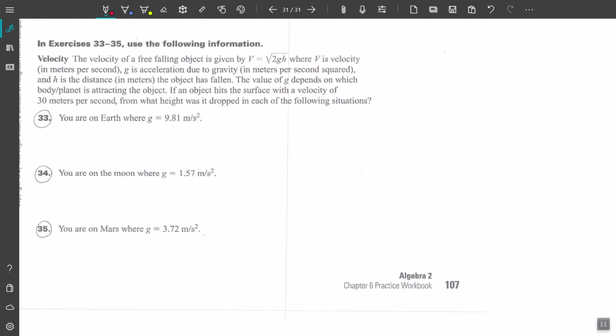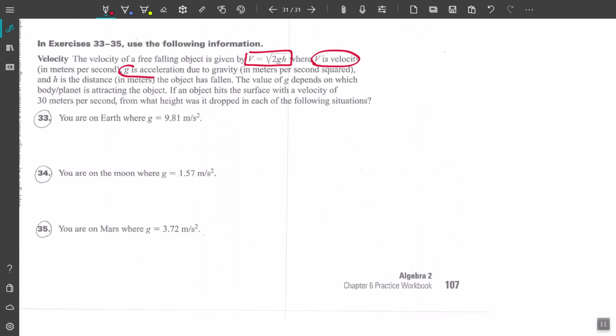They give you a formula here, and it has to do with the velocity of a free falling object, which is the v here. They define that for you right there, and that is in meters per second. So velocity is basically speed, but it's different in the fact that it includes the direction. So velocity will tell you not only how fast the object is traveling, but in what direction it is traveling as well. But otherwise, you can kind of think of it as the same thing. The g is acceleration due to gravity.